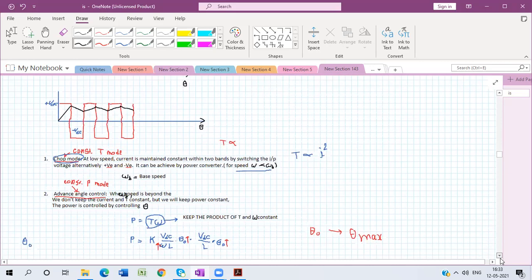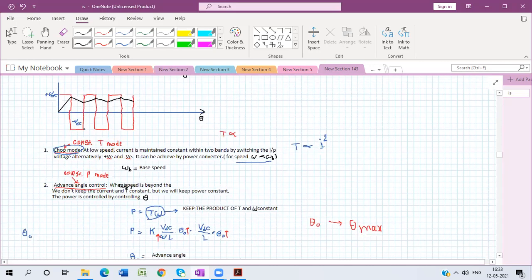Then we have discussed the different modes. What is the meaning of choke mode and up to which speed is it used? Up to the base speed we use choke mode, also known as constant torque mode. But when your speed is higher than the base speed, we have to use constant power mode, also known as advanced angle control mode. Here you are not keeping the torque constant; the product of torque and speed, T omega, is constant. You have to know in which mode we are doing what.